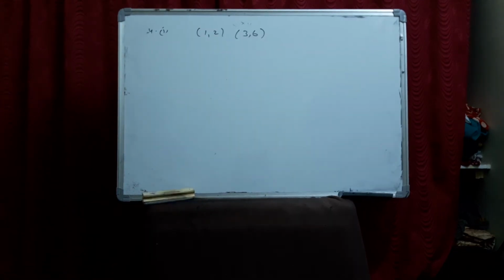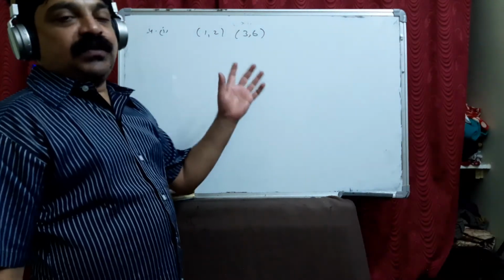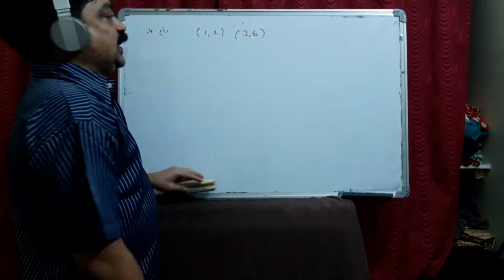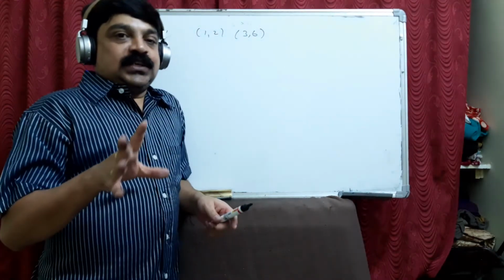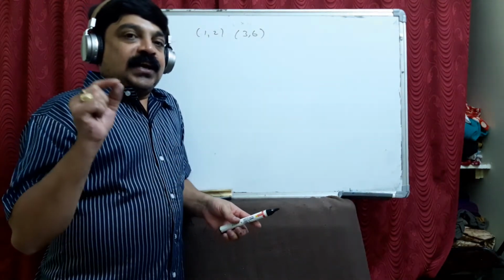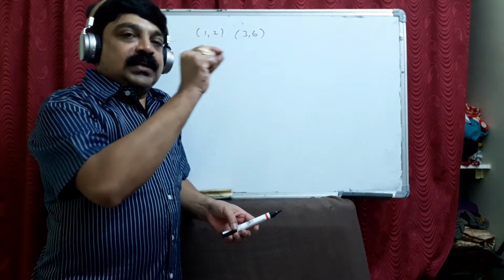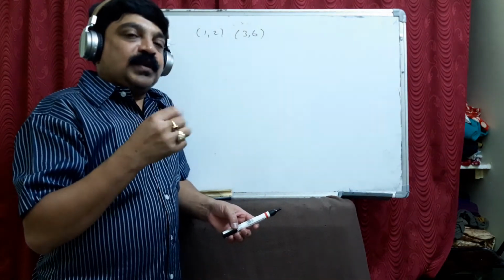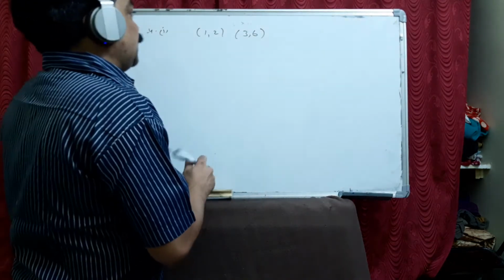See, in this fourth question, how to find the equation of the line with the given points using determinants. Equation of a line means the points will be on the same line. When points are on the same line, the points will be collinear. So we apply the concept of collinear.